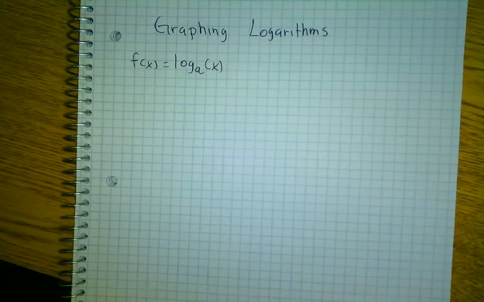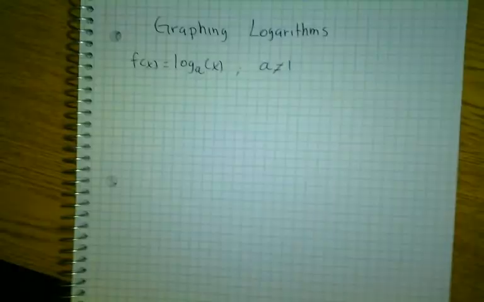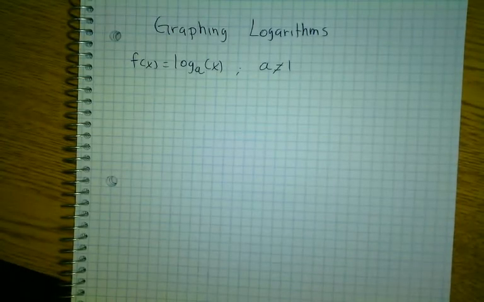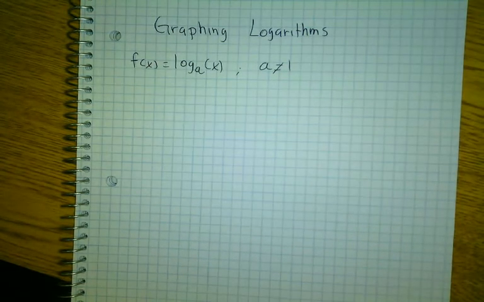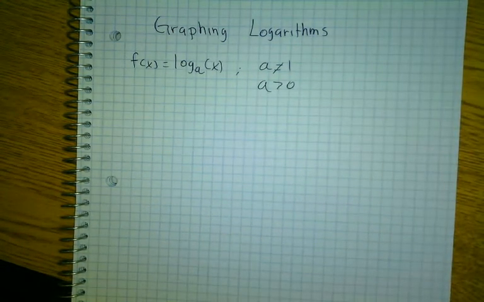Do you remember what the restrictions for a were for an exponential? A cannot be 1. What else? What about 0? The base can't be 0, but I can write that in a different manner. A has to be greater than 0. Cool? And then there was one last thing we talked about with exponentials. It has to be positive.